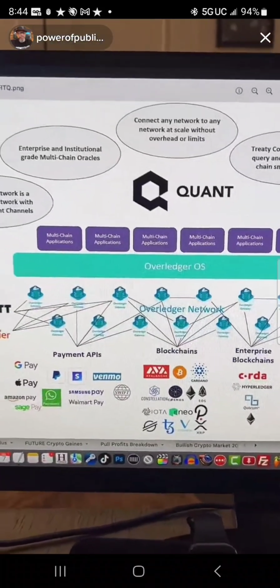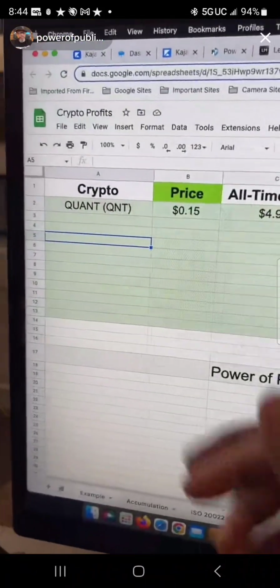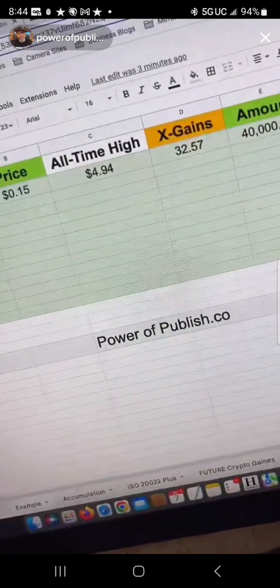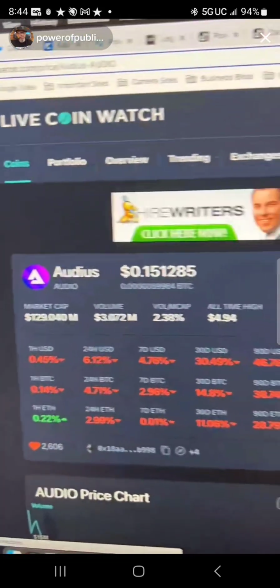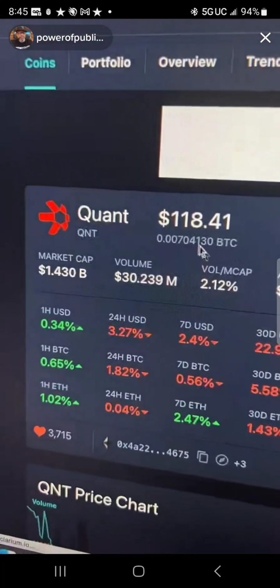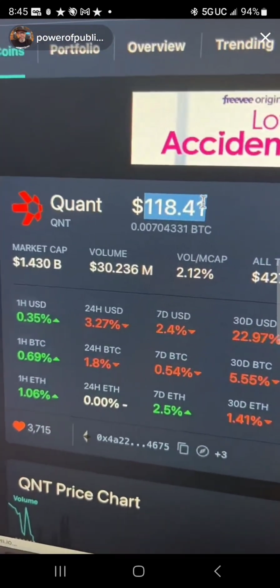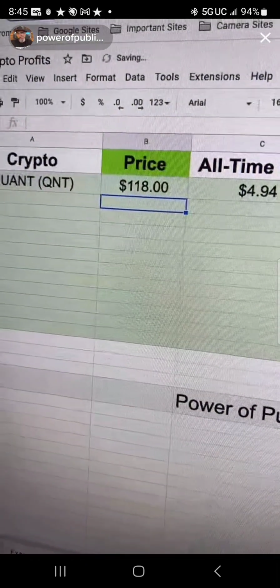Now that I let you know what Quant is, we're gonna look at what's happening on this spreadsheet. What can Quant do in 2025? So let's put it in here, QNT. What can Quant do in 2025? Quant right now is trading at $118, right? I'm not even gonna put the cents, 118. I'm gonna put it right here, 118.